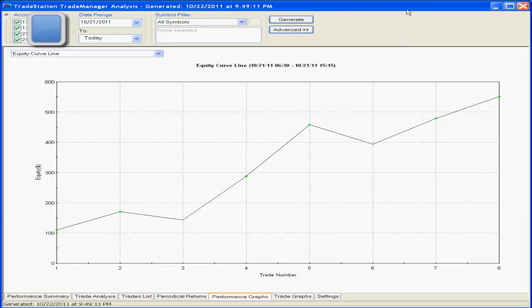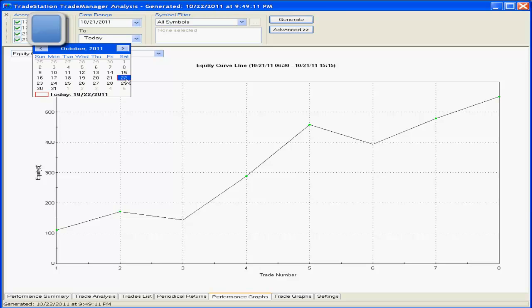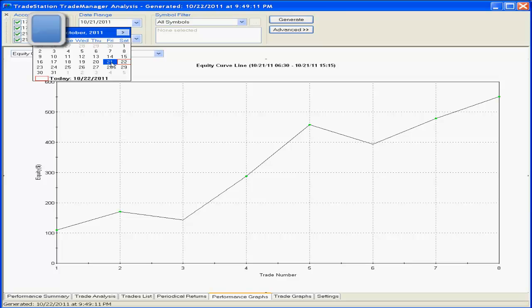Show folks a couple of live accounts here using the indicators that are on our website. The first thing you're seeing here is Friday. Today is October 22nd of 2011, and I'm going back one day to the previous day, which was Friday. So you're looking right now at the trades generated, the equity curve there for that day.